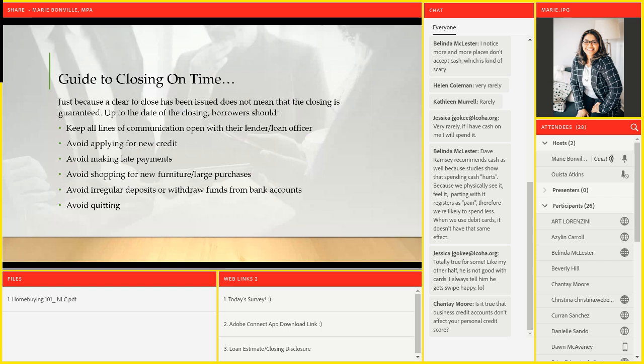I appreciate that. Shopping for new furniture. I know they're excited. They're about to buy a new home, but furniture and large purchases are 90% of the problem, because now they're going and purchasing new items. And if they do it on a credit card, then that's going to change their debt to income.